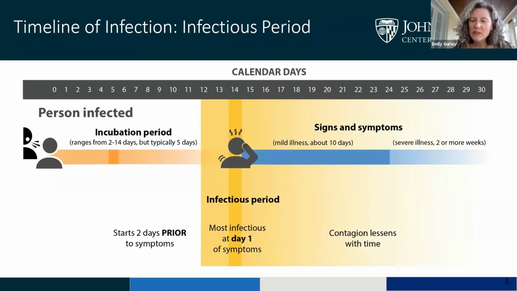Let's walk through a little bit what this looks like in terms of timeline. Over on the left side, well, at the top of the slide, you can see the calendar days. So we're going to be walking through time in this series of slides. And on day 0, on the left side, you can see that someone is infected.